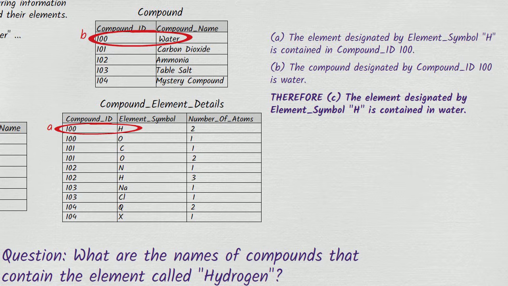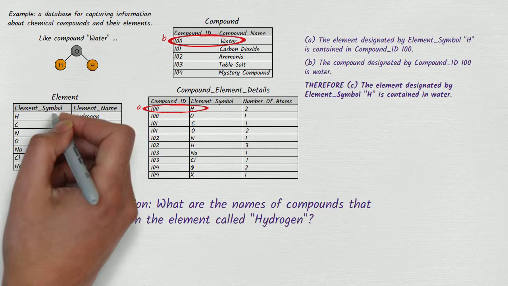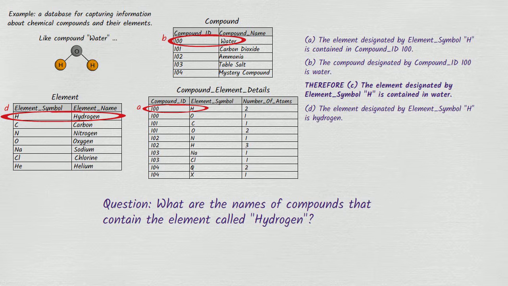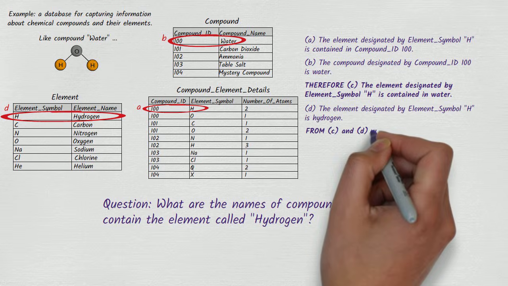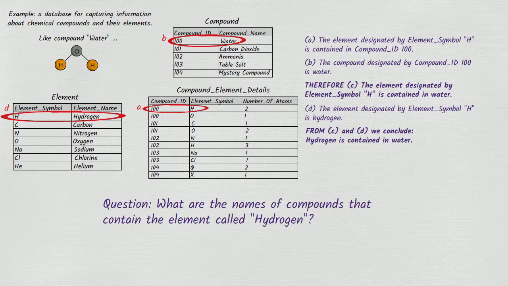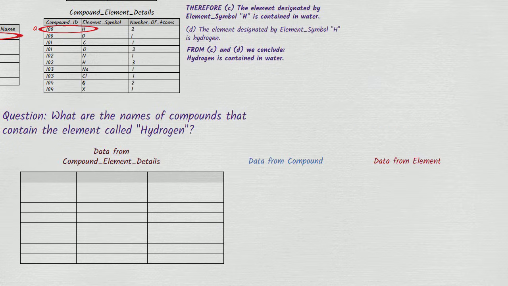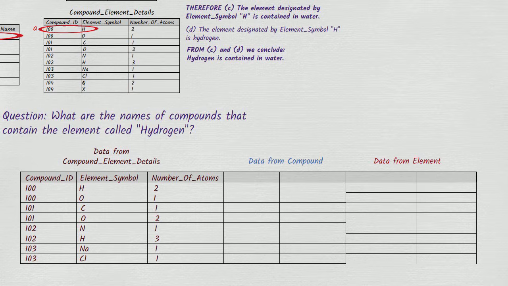Now let's go further. If we look in the element table, we can see that the element designated by element symbol H is hydrogen. From this piece of information, plus what we already know, we can deduce that hydrogen is contained in water. Let's apply this same process of logical deduction to every other row in the compound element details table, with the aim of getting to a comprehensive list of which element names are associated with which compound names.